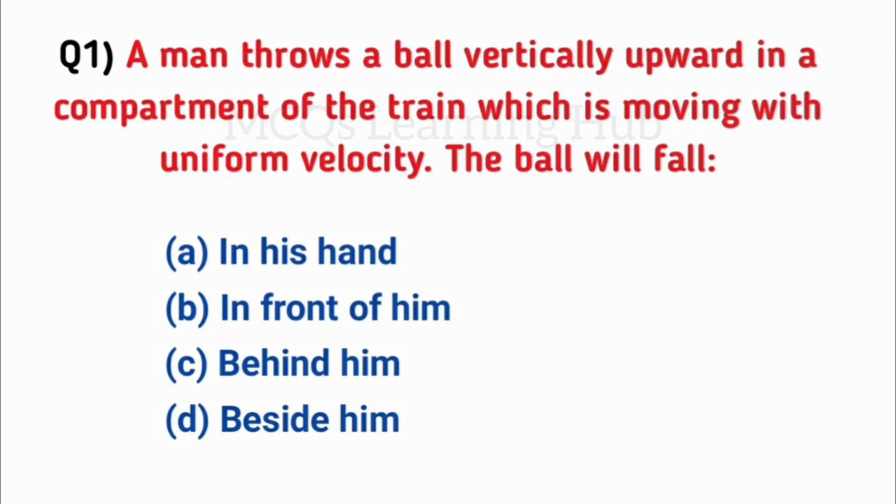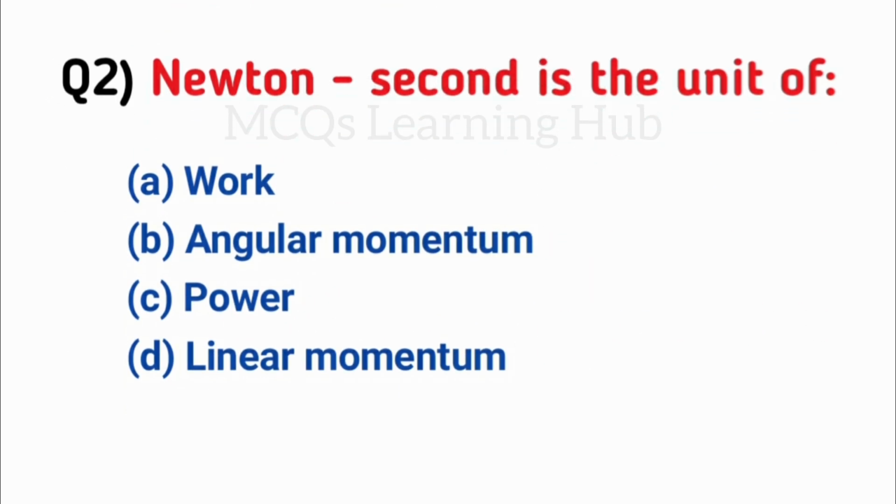A man throws a ball vertically upward in a compartment of the train which is moving with uniform velocity. The ball will fall. Option A is correct. Newton second is the unit of.